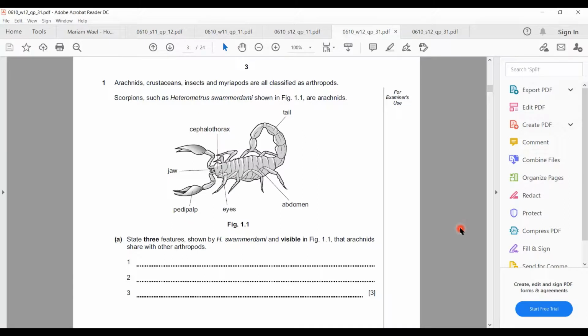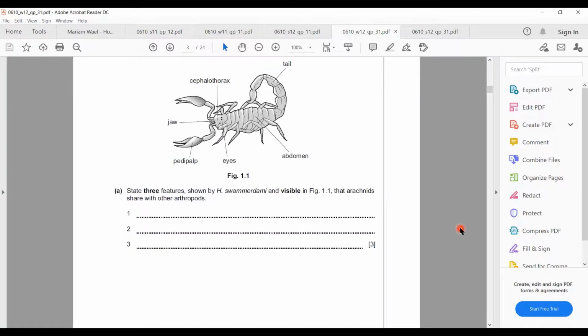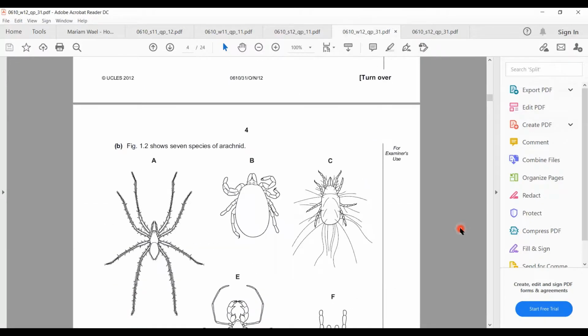I cannot say antenna because arachnids don't have antenna. I don't know what else it could be. What about the covering that you can see in front of you? Oh, exoskeleton. Yes, they share this together. Exoskeleton. Let's go to the next question.